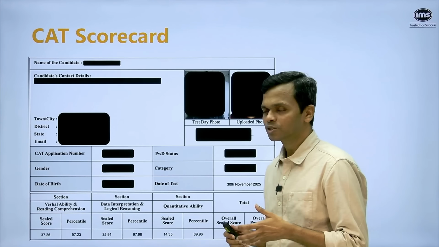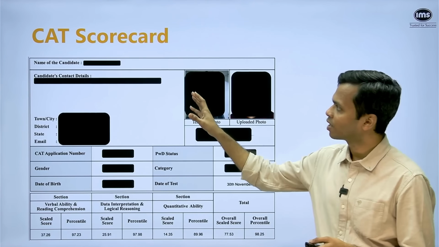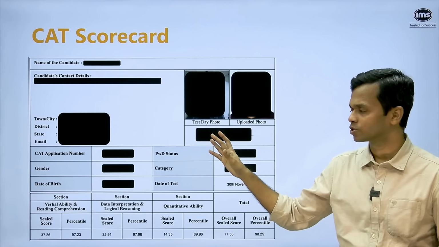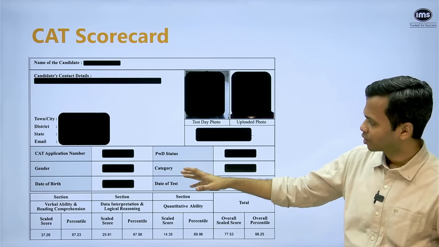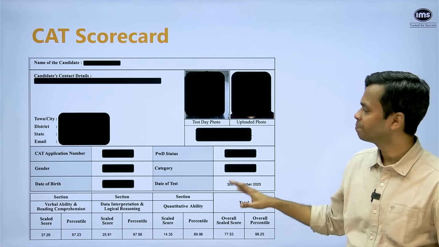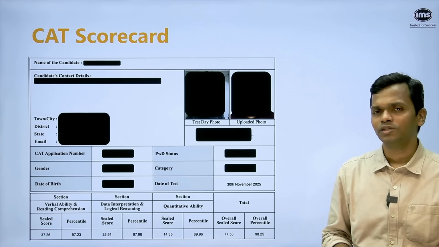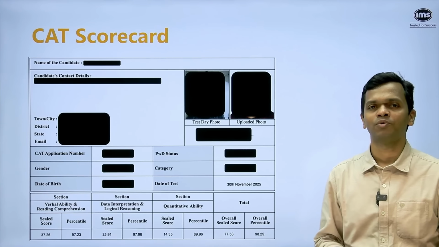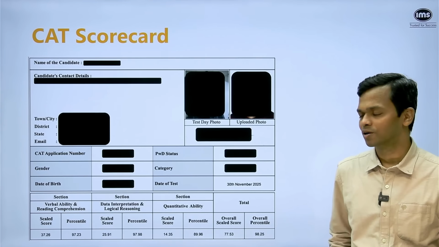So the CAT scorecard is going to contain a lot of your individual details. If you look at this, it will have the contact details, the town, district, state, email, and all of those other data points, your application number, your PWD status, gender, category, date of birth, etc., and your test day photo and the uploaded photo. In one of the videos in this particular series, we'll be talking about the application form and the things that you need to keep in mind. But for now, this is how the scorecard looks.